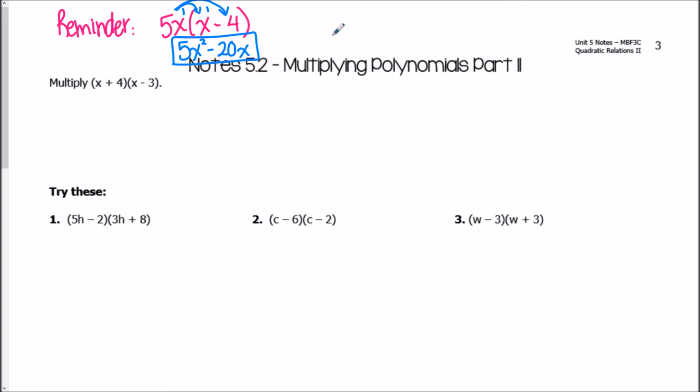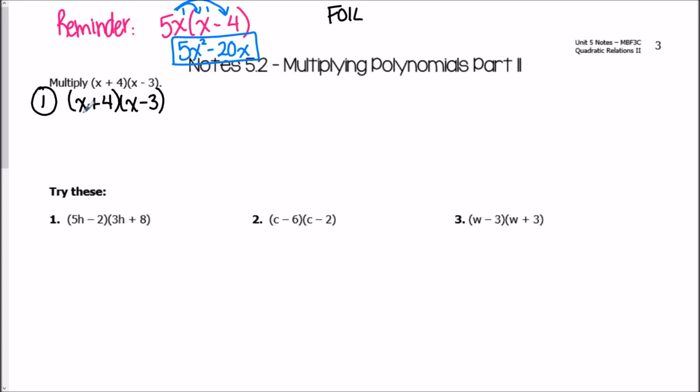So like I said, I'm going to show you two different methods that you can use to solve this, and then you can choose whichever one you prefer. Okay, so method 1, I'm just going to copy the problem down. So it's x plus 4 times x minus 3. This time I have two things that need to get distributed as opposed to one thing. So what we're going to do is use a method called FOIL. So let's write down, this is FOIL.